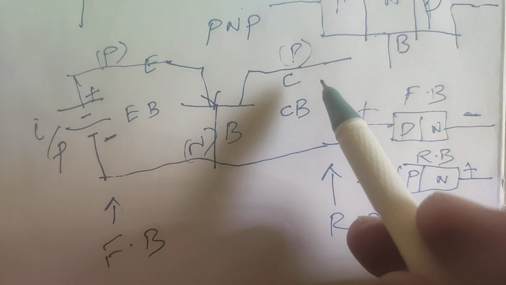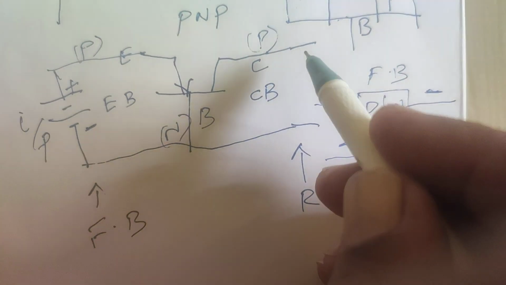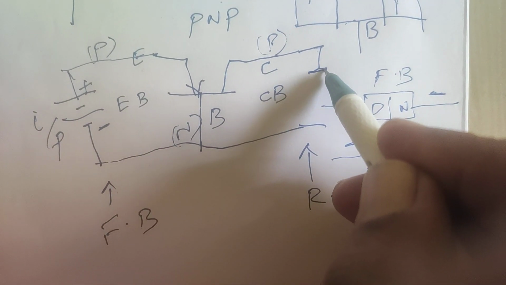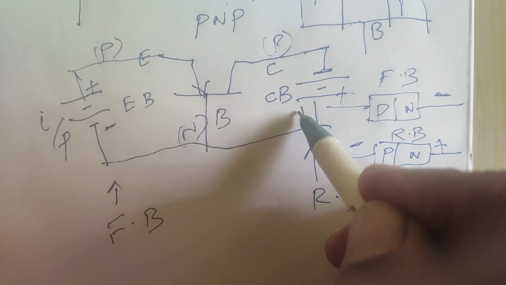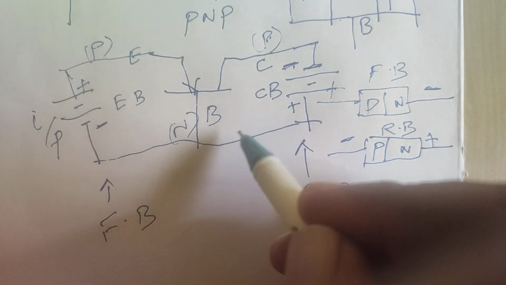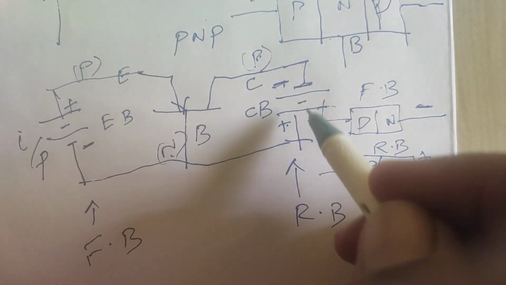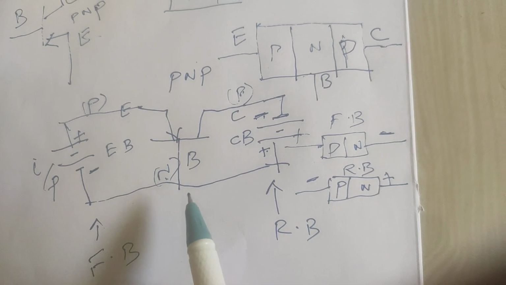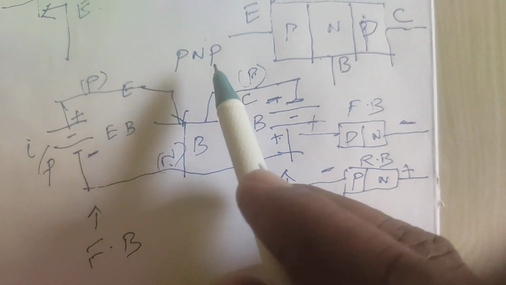Similarly, on the output side, reverse bias. P gets negative, N gets positive is the reverse bias. So the P terminal gets negative, N gets positive. Then the output port is reverse bias. This arrangement is the common base configuration for the PNP transistor.